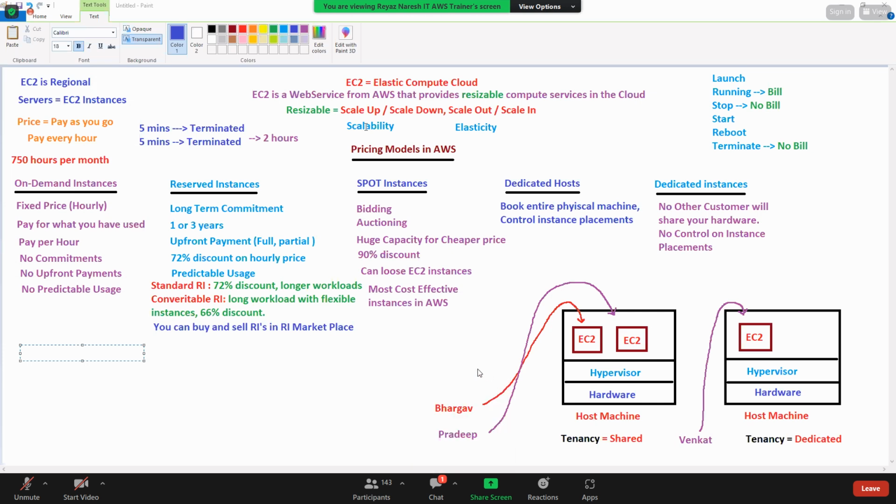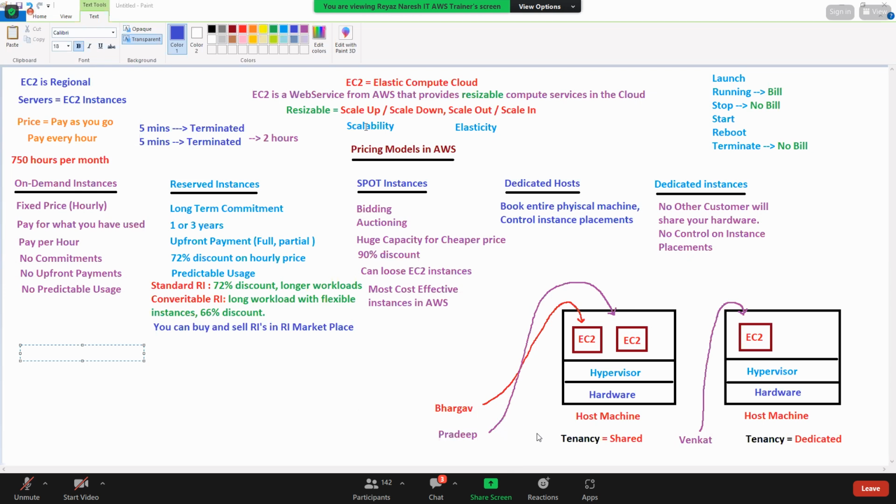Dedicated host is nothing but you are purchasing the physical server directly. It is just like that. You are going and ordering, booking the physical server. And can you create a virtual machine on your physical server? Yes, you can. In a dedicated host, the host is only dedicated for you.